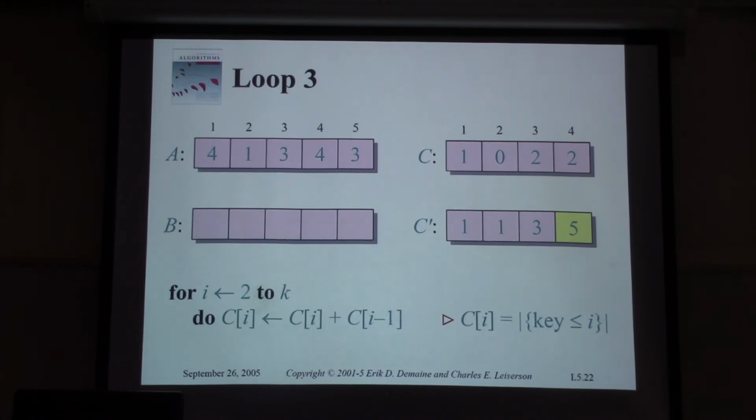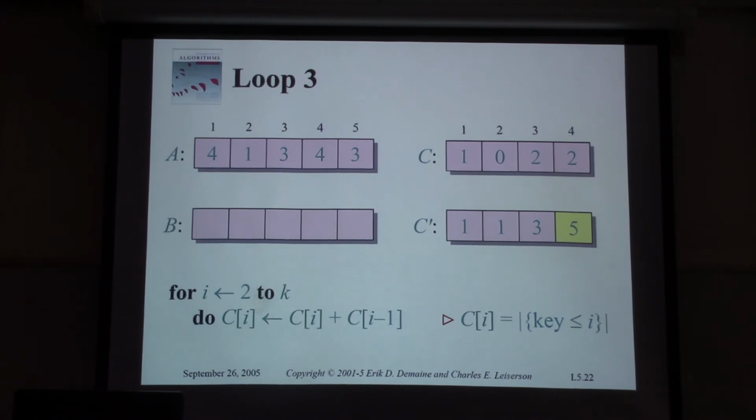So now what we need to do is we're going to use this C prime to place the elements into B, which is, by the way, how many times did I compare the elements? Zero. I never compared the elements. Just placing the element. I just indexed directly, right?